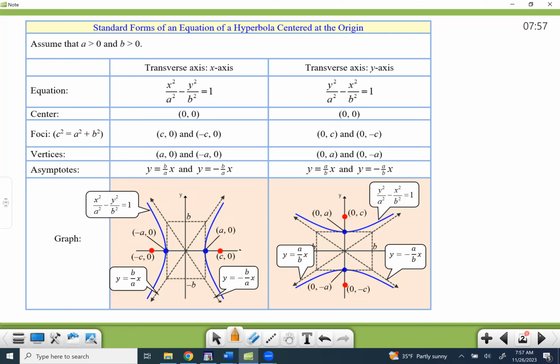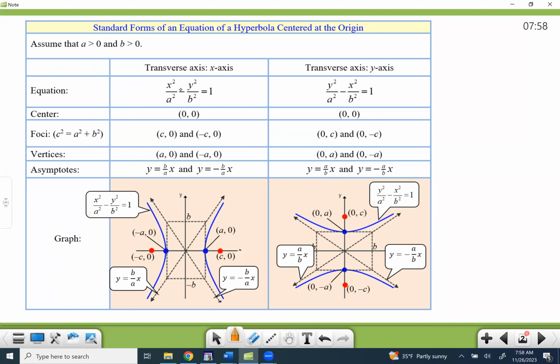Now here are some formulas. These are very specific. We're going to encounter more general formulas in a second, but these are the formulas when we're centered at the origin. This looks almost exactly like the ellipse. The only difference is the plus is a minus. Same thing over here, there's a minus instead of a plus, but now y squared is first here. So those are some differences.